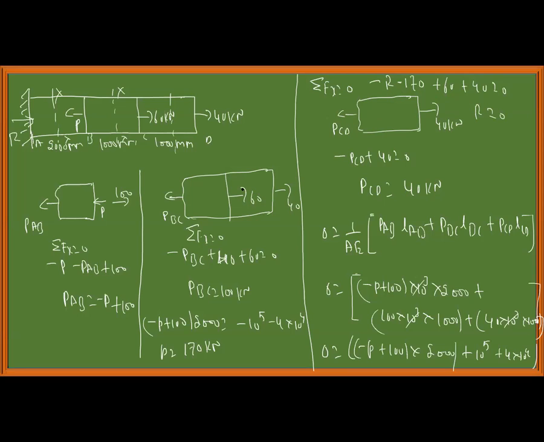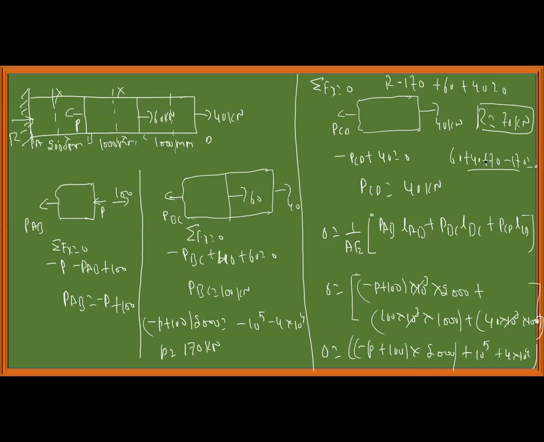If you want to find the reaction forces, what you can do? Give me a moment. This is plus R. Sorry, I made a mistake. R minus 170 plus 60 plus 40. Tell me what is R? R is equal to how much? 70 kilonewton. Now you take the equilibrium: 60 plus 40 plus 70 minus 170 is equal to 0.